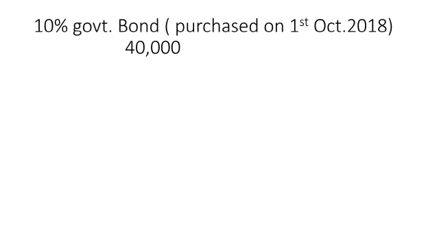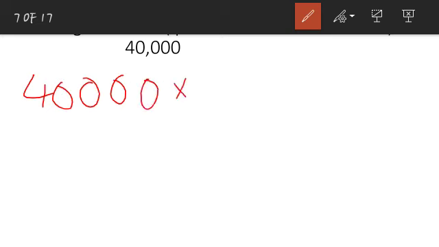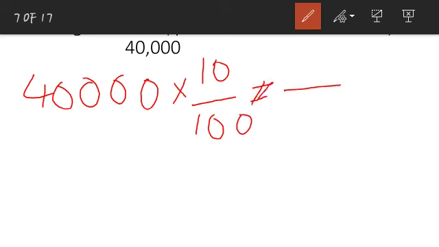Okay, the next hidden adjustment is on government bond. 10% government bond purchased on 1st October 2018. 1st October means 6 months: October, November, December, January, February, March. 6 months. Okay. So on this 40,000, 10% means 10 upon 100, and for how many months? Multiplication, 6 upon 12.